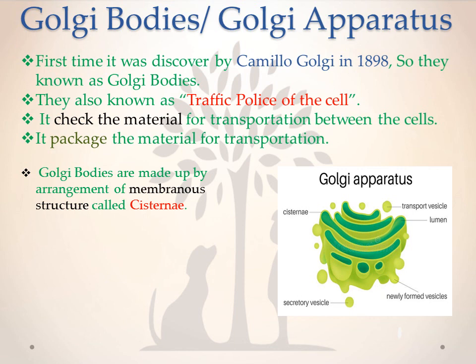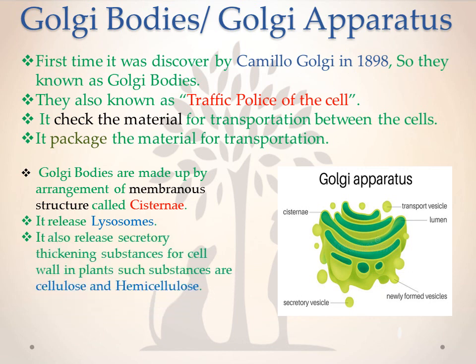And you can easily see the transporting vesicle, on which the membrane is put by the Golgi body and packed properly. It releases lysosomes. Actually, lysosomes we will discuss in this video after some time. It also releases secretory thickening substances for the cell wall in plants. Such substances are known as cellulose and hemicellulose. Actually, these are the two substances which make the cell wall of a mature plant cell, and these substances are further released by the Golgi bodies. It also releases the vesicles, which we will discuss after some time.